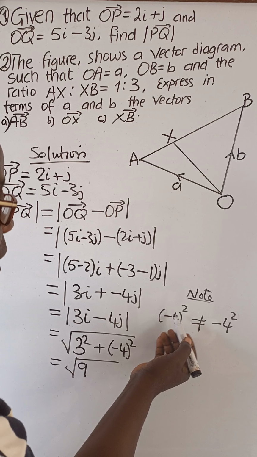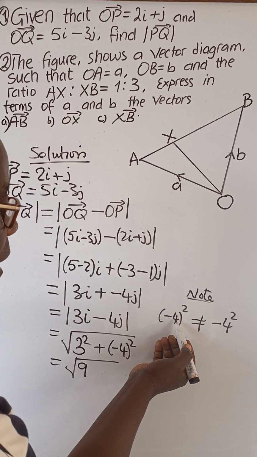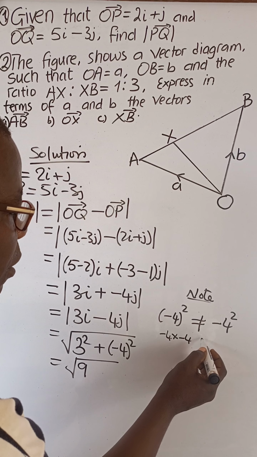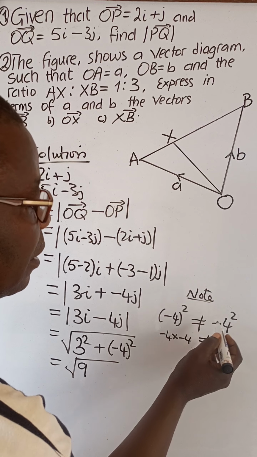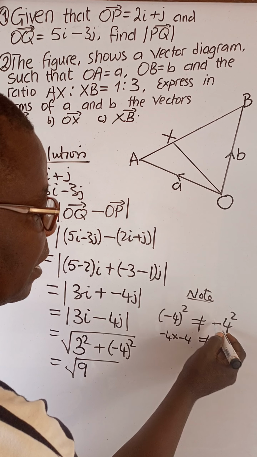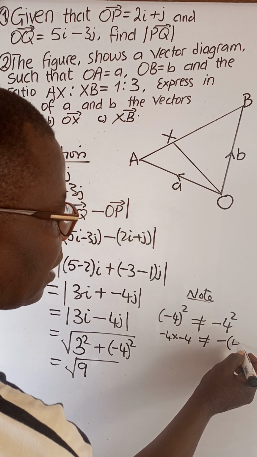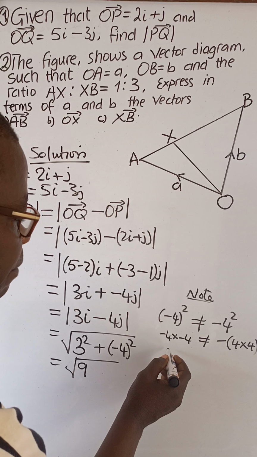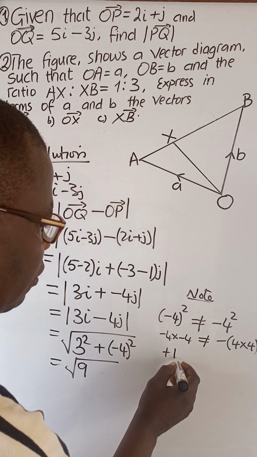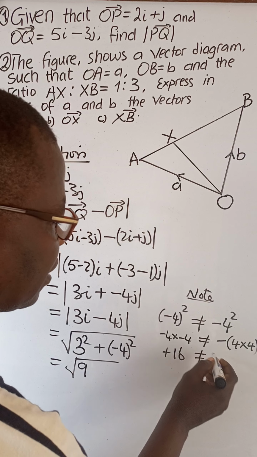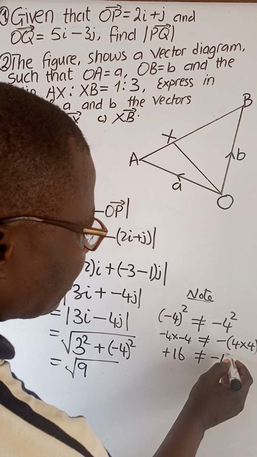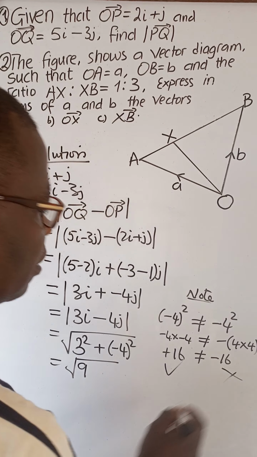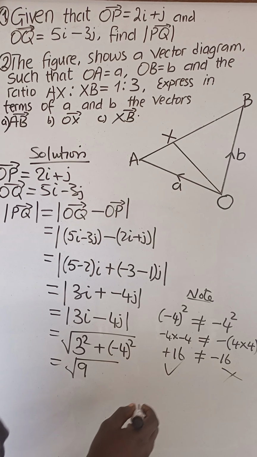Now let us see. In this one, the square has to affect the negative and the 4, so this will be negative 4 multiplied by negative 4. But here, the square affects only the 4 and the negative is outside. So the negative is outside and we square 4. You can see negative multiplied by negative is positive, and 4 multiplied by 4 is 16. And that is not the same as negative 16. So we should be careful. This is the one we are asked to write and not this one.